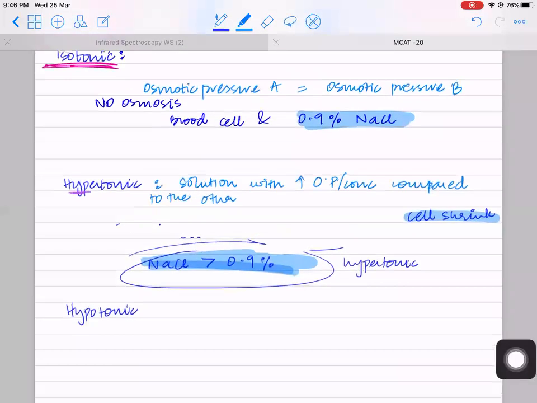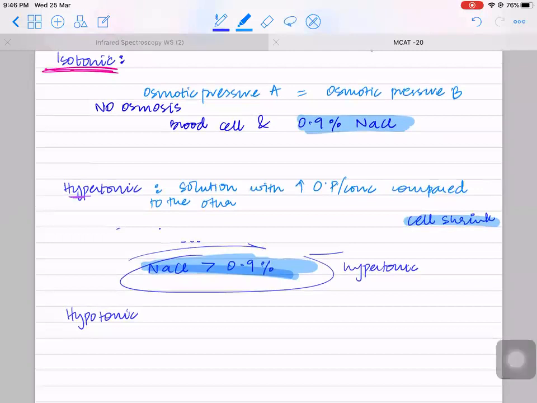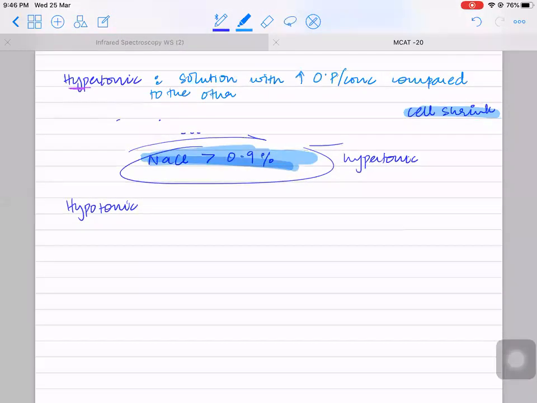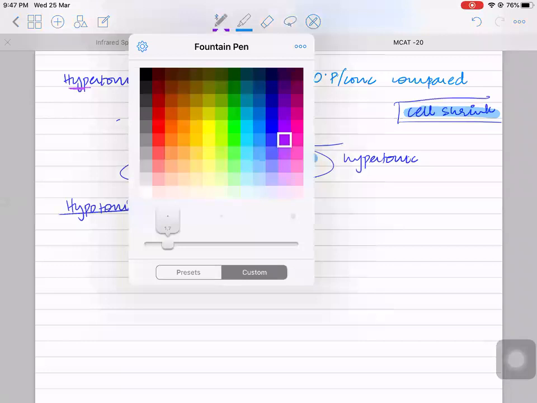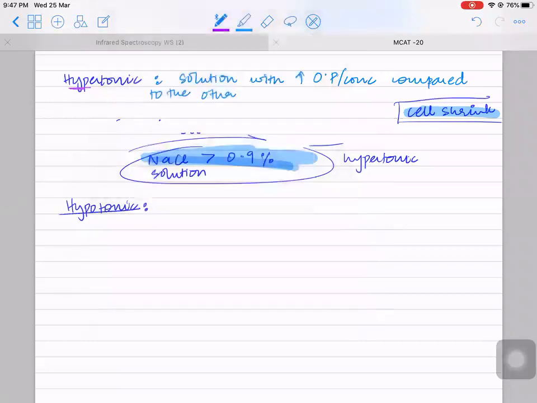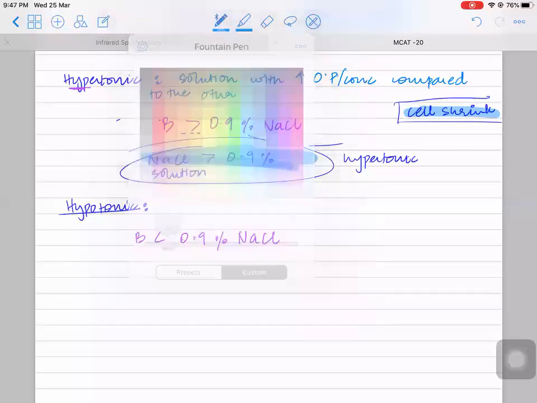So when you place it in isotonic, nothing happens. When you place it in a hypertonic solution, what is a hypertonic? It will be greater than 0.9. So yeah, NaCl solution greater than 0.9. So that will be a hypertonic solution. In that case, your cell will shrink. And you can have a hypotonic solution. What will hypotonic be? Hypotonic will be when the concentration of the solution B is less. So over here, basically, my solution B was greater than 0.9% NaCl, right? Now, if your B is less than 0.9, hypo means less, so that type of solution is called what?